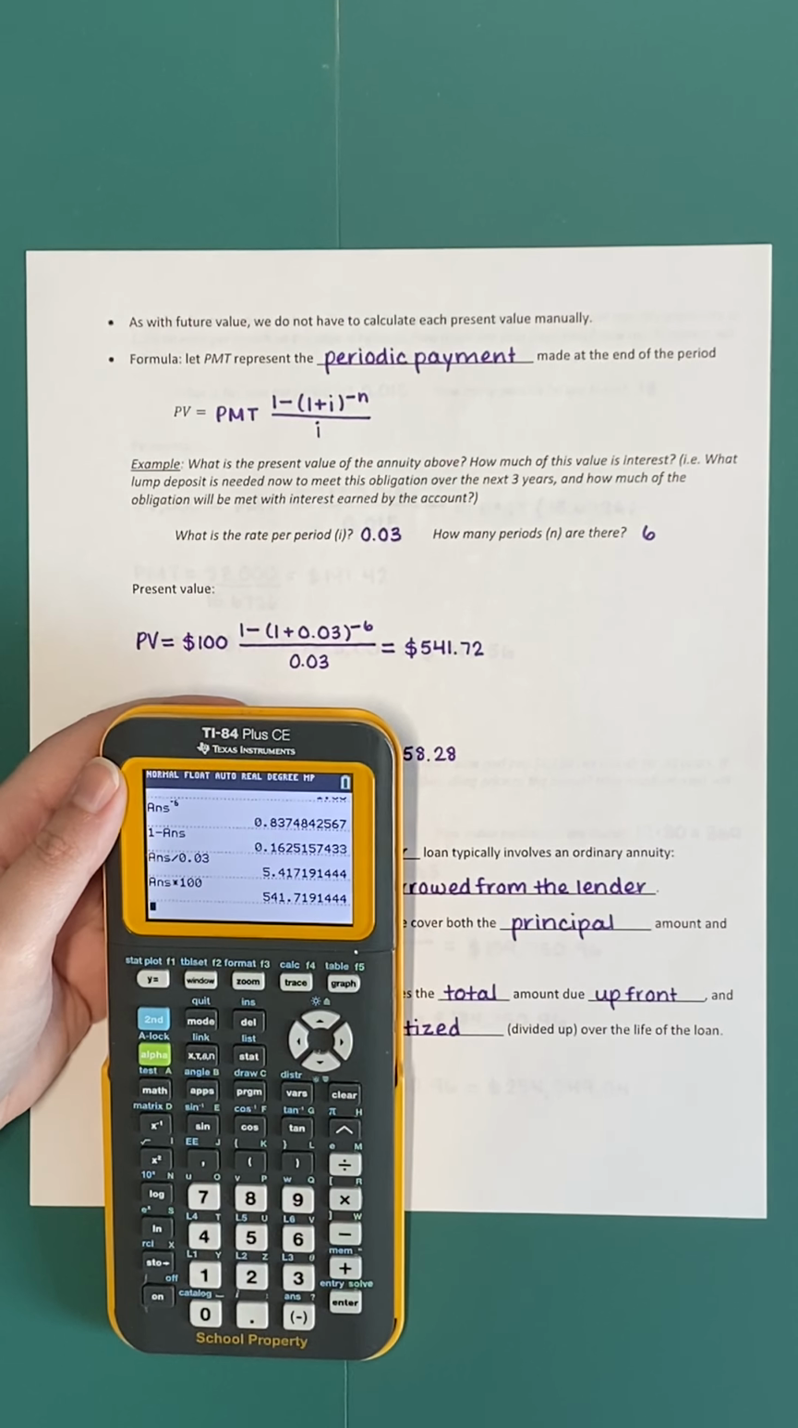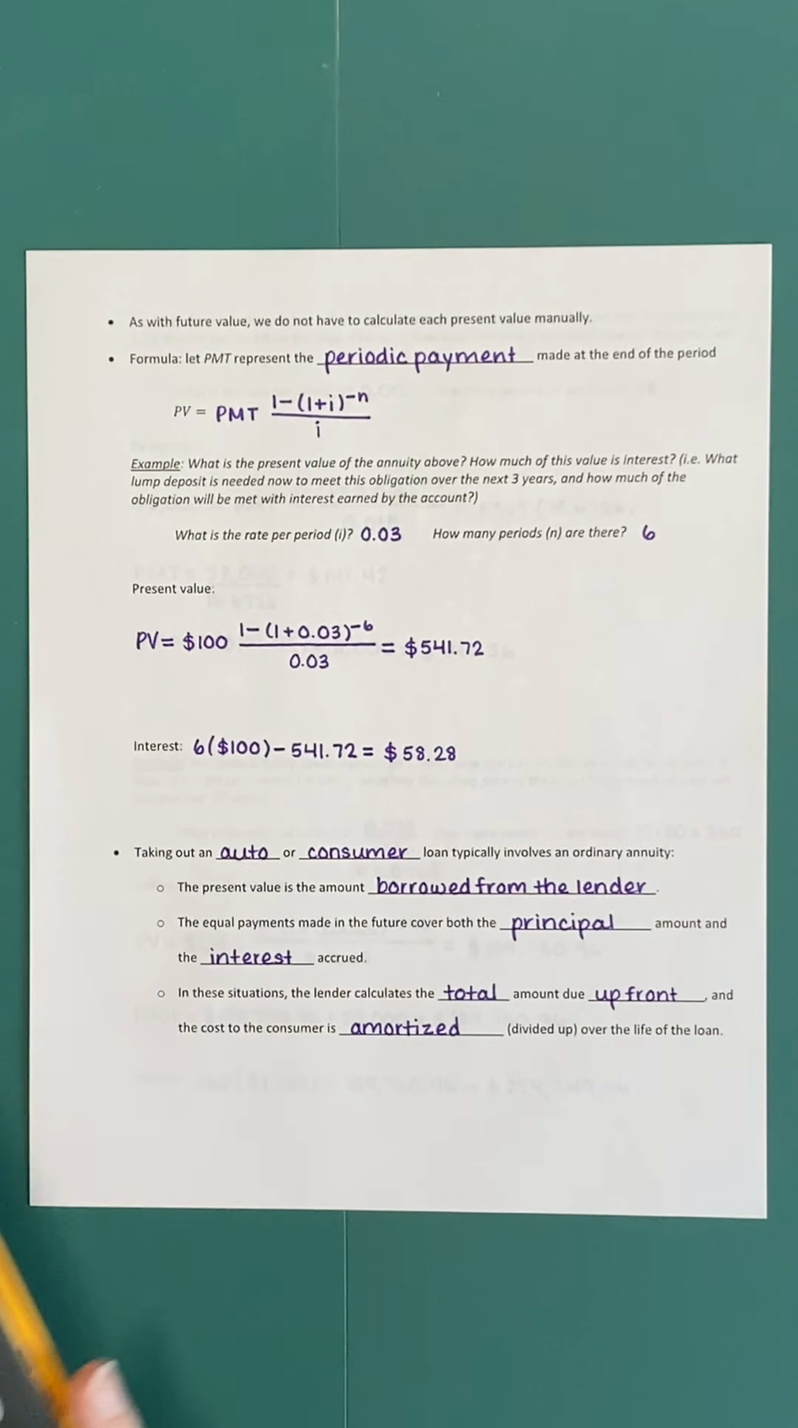So $541.72. Now again, what does this represent? This represents how much money I have to put in the account on day 1 in order to be able to cover these $100 withdrawals over the next 3 years. It's less than $600 because the rest of the money we need to cover those withdrawals is going to come from the interest that we earn.